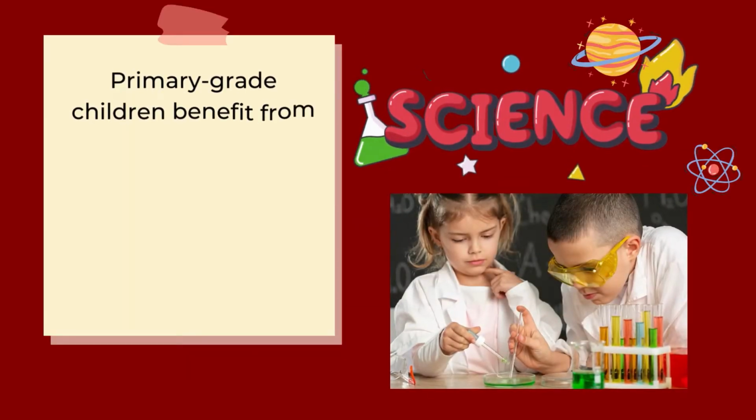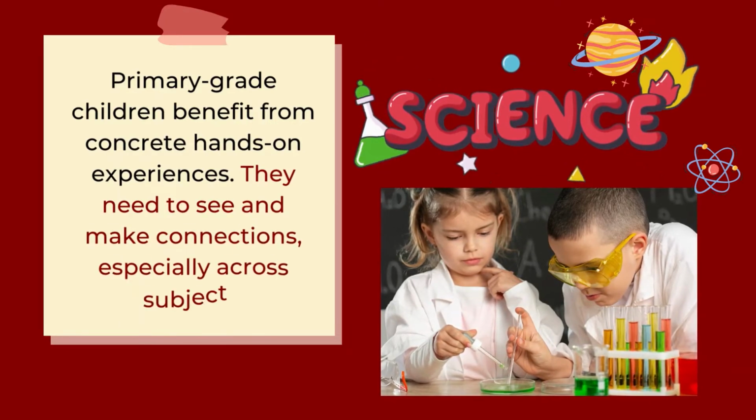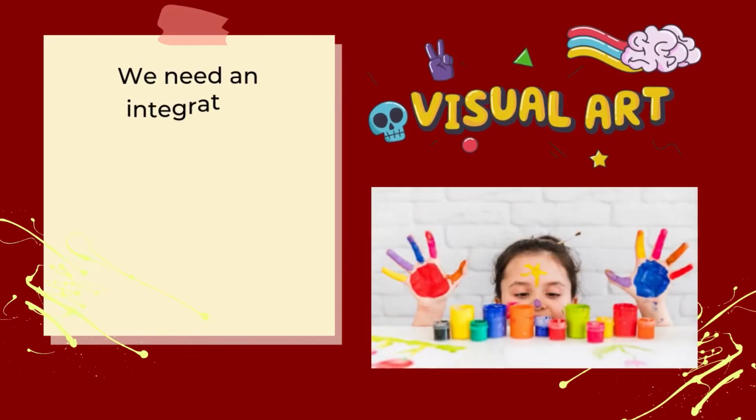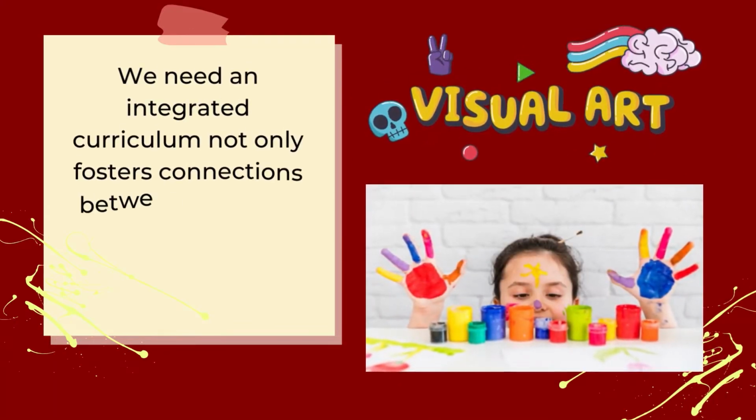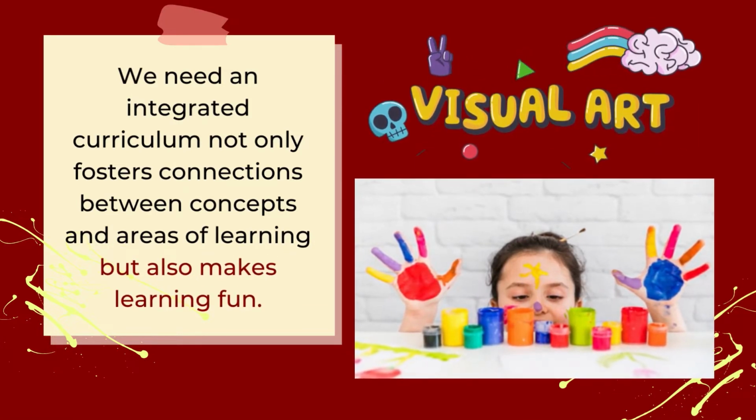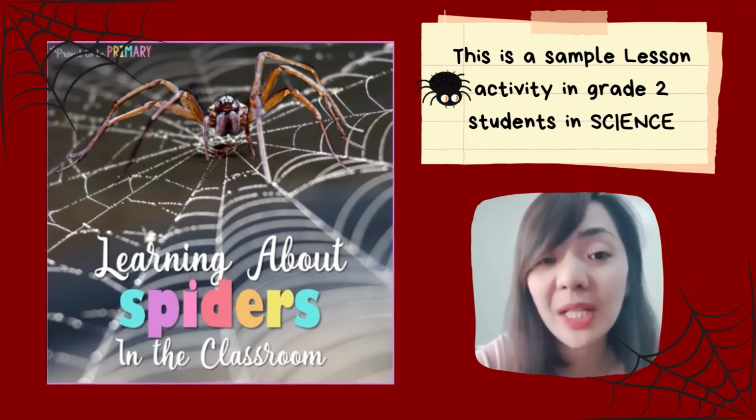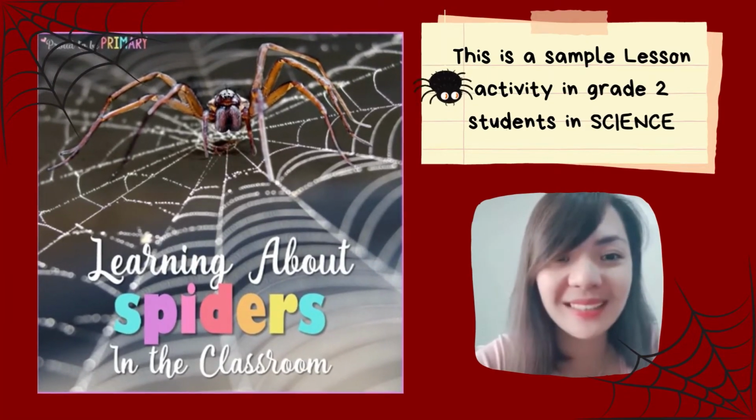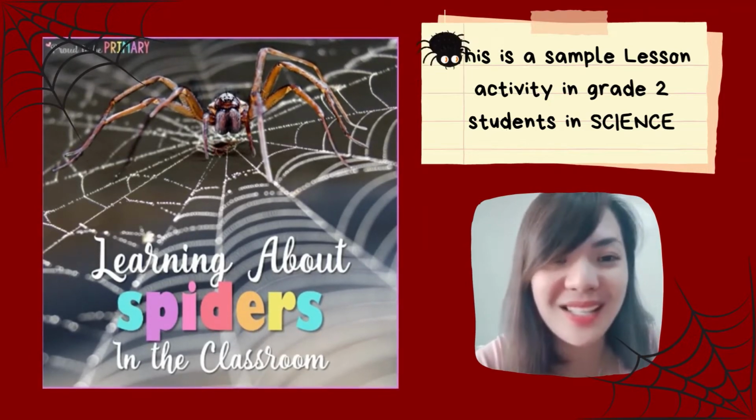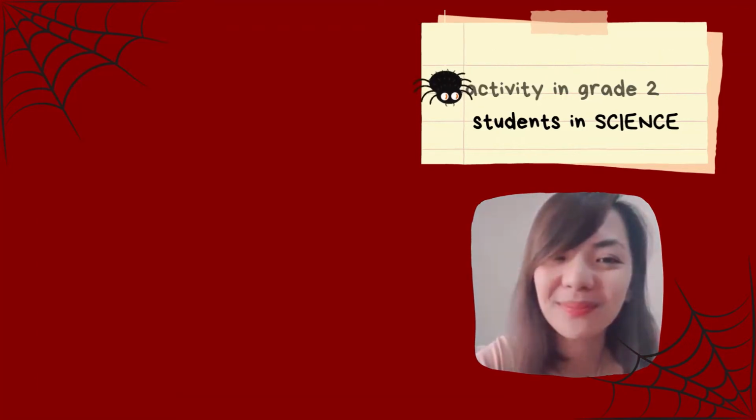Primary grade children benefit from concrete hands-on experiences. They need to see and make connections, especially across subjects. We need an integrated curriculum that not only fosters connections between concepts and areas of learning, but also makes learning fun. So let's see what DAP in early primary grade school looks like. This is a sample lesson activity for grade 2 students in science subject: learning about a spider in the classroom.